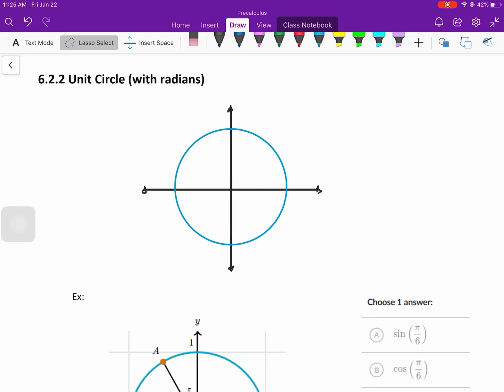Okay, so we know that the circumference of the circle, remember the radius of a unit circle is 1, so the circumference is 2 pi r, which in our case is 2 pi, because our radius is 1. So if we start right at this point, 0 is our radians. But if we come around the whole entire unit circle, that will be a total of 2 pi radians.